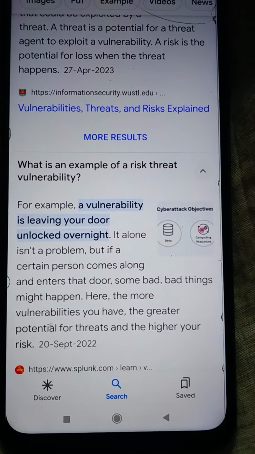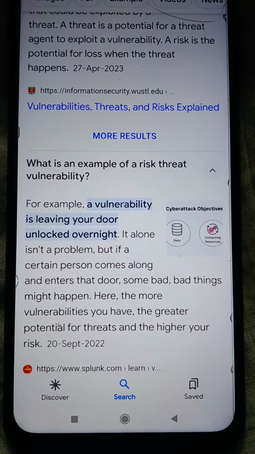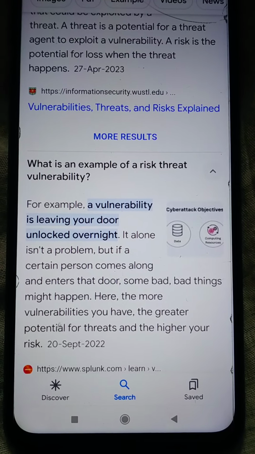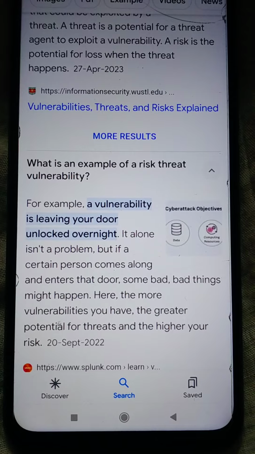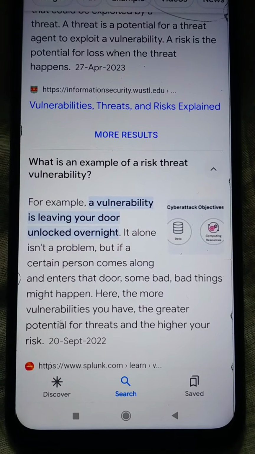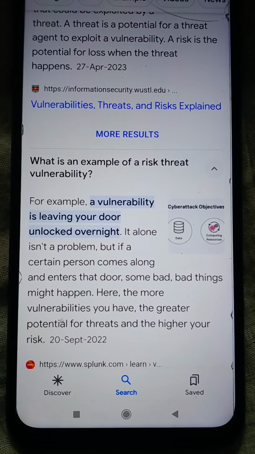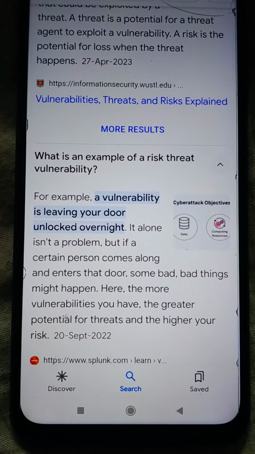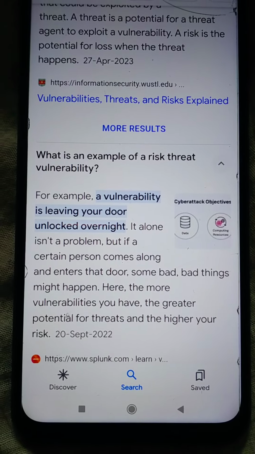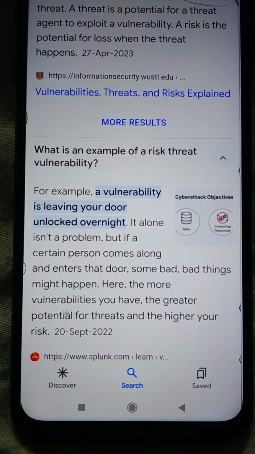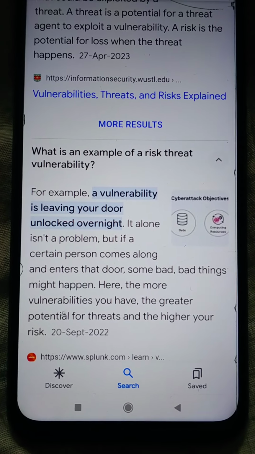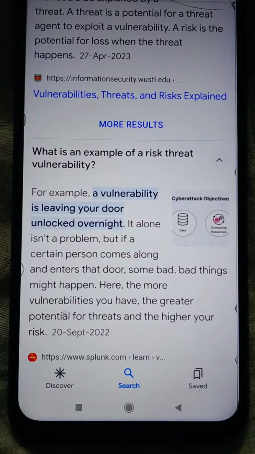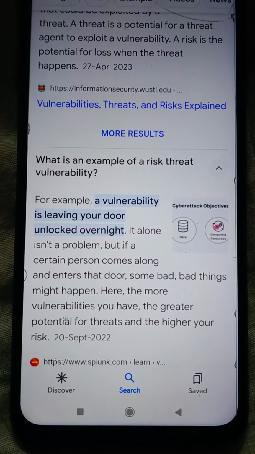The second is, what is an example of a risk, threat, and vulnerability? For example, a vulnerability is leaving your door unlocked overnight. It alone is not a problem, but if a certain person comes along and enters the door, some bad things might happen. Here, the more vulnerabilities you have, the greater the potential for threats and the higher your risk.